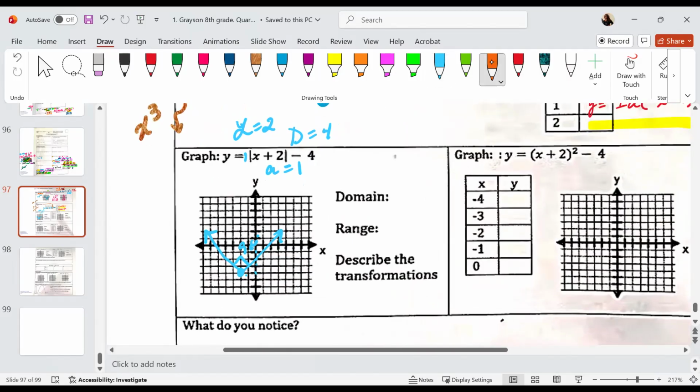Okay. The domain is going from left to right. What is your domain? How far does my graph go from left to right? Negative 2. Yes, correct. Range is up and down. So how far does it go up? Positive infinity, correct? How far down does it go?